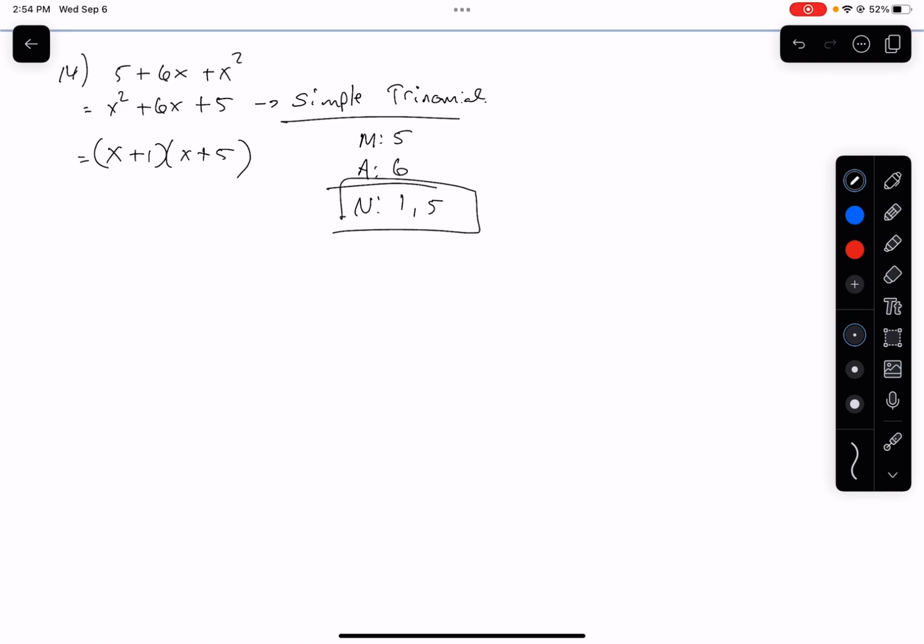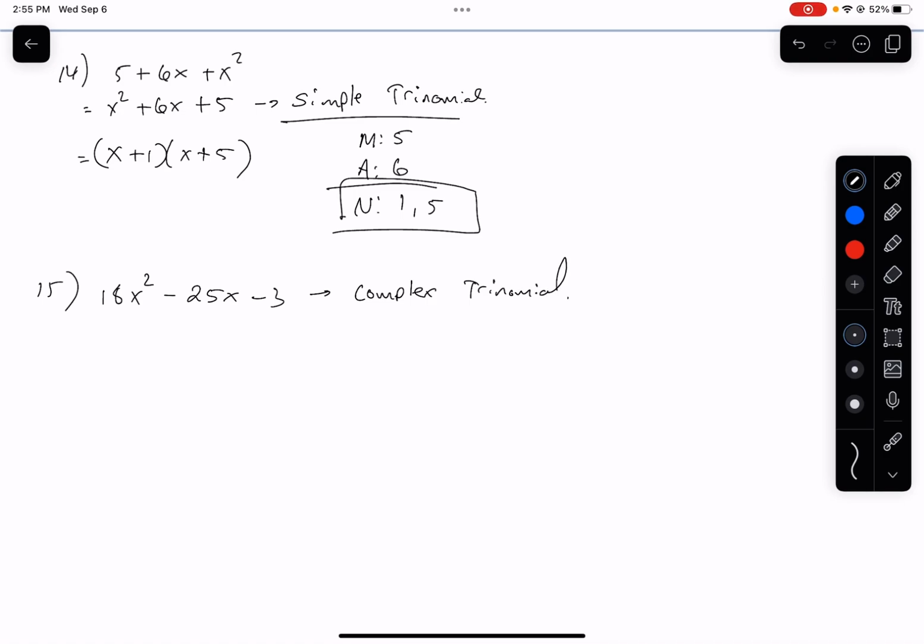That's a simple trinomial, and number 15 is 18x squared minus 25x minus 3. Okay, there's no way for me to turn this into a simple trinomial or remove any common factor simply because there's no common factor between 25, 18, and 3. So we're stuck having to use the complex trinomial method.